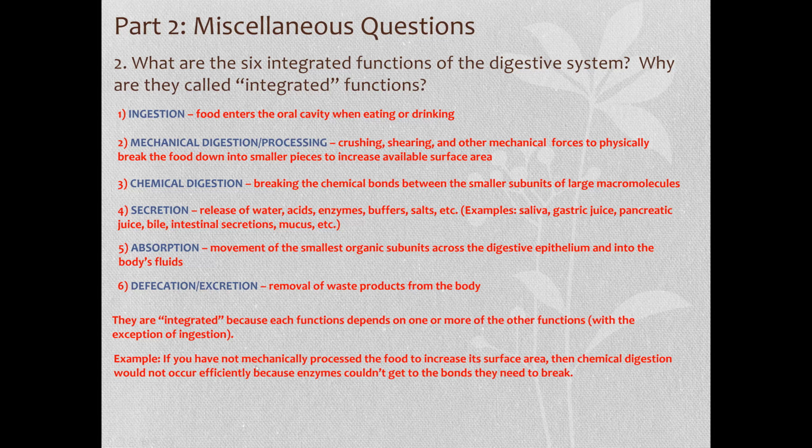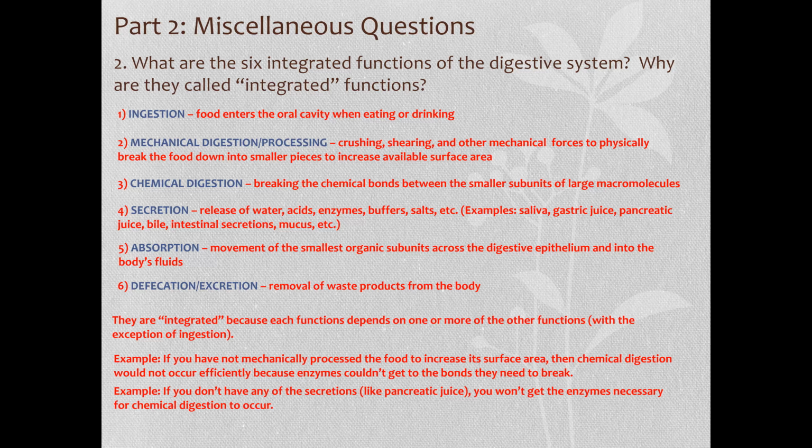So for example, if you have not mechanically processed the food to increase its surface area, then chemical digestion would not occur efficiently because the enzymes couldn't get into the bonds that they need to break. Another example, if you don't have any of the secretions like pancreatic juice, you won't get the enzymes that are necessary for the chemical digestion to occur. And to give you another example, if you don't chemically digest the food into its smallest subunits, then absorption will not occur. And then, of course, if you don't eat anything at all, you won't have anything to defecate or excrete. So all of these functions are interreliant on each other, and that's why they're called integrated.